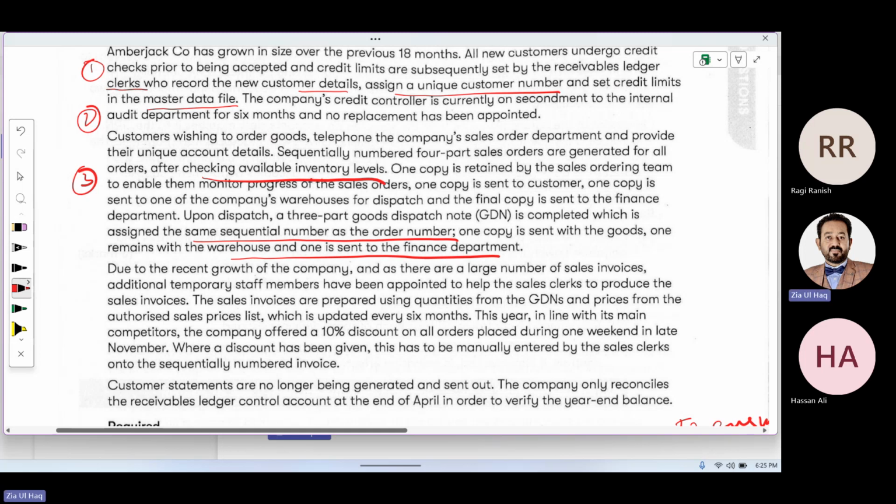So what could be the control? The company should send two copies of the GDN to the customer with the delivery. One copy the customer will retain, and the second he will sign and return to the company. That the company should keep in record. How many issues? Two issues here.